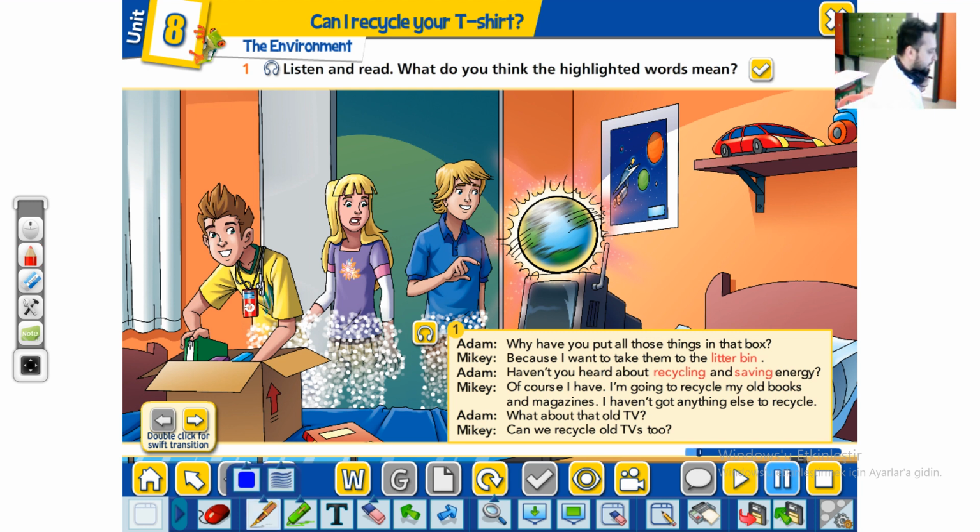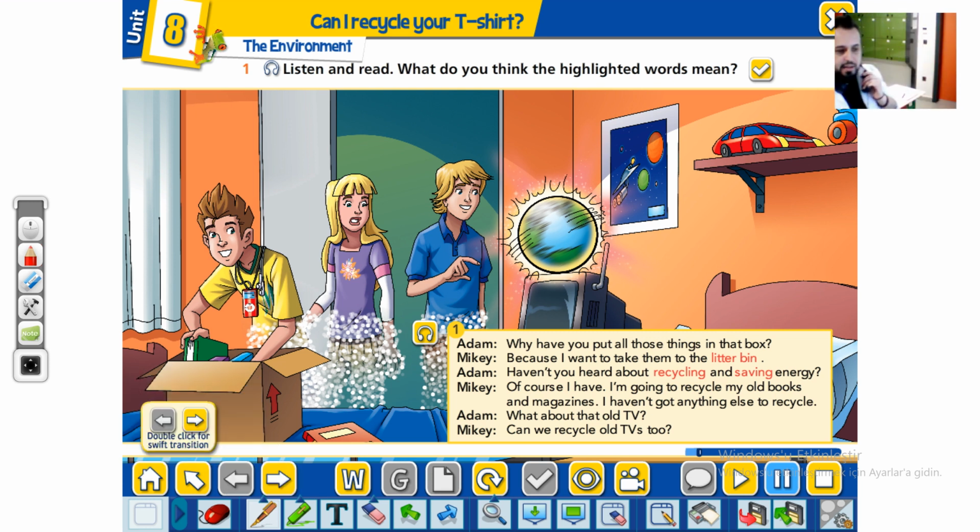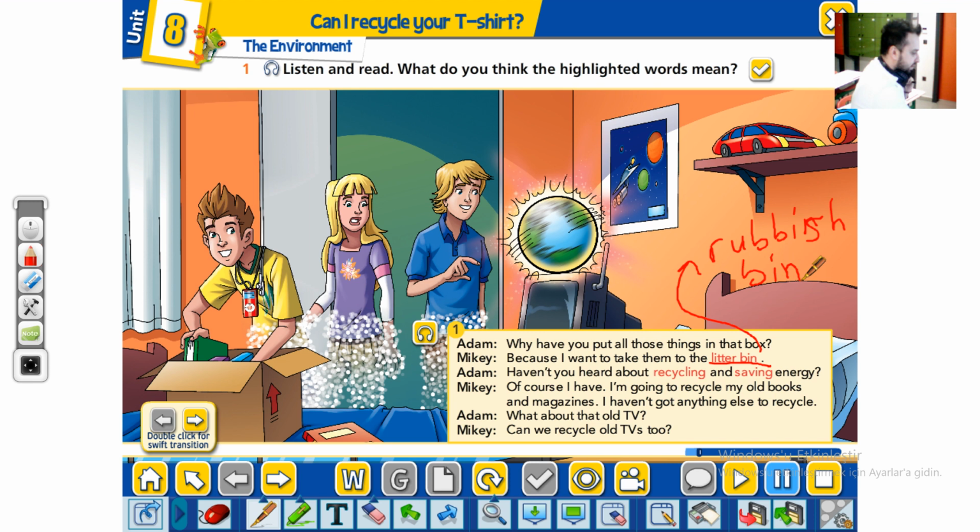Okay, first of all, litter bin. I think most of you know this word, but with a different meaning. Litter bin means rubbish bin, çöp kutusu. You have learned this meaning with the rubbish bin. Now you are going to learn the different meaning. Litter bin. And let's continue our listening.